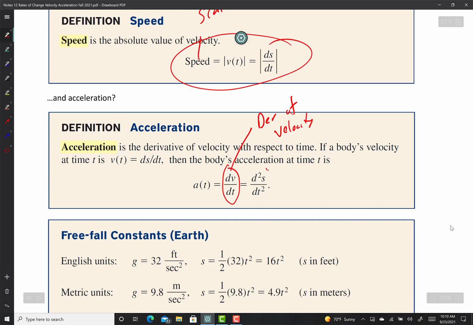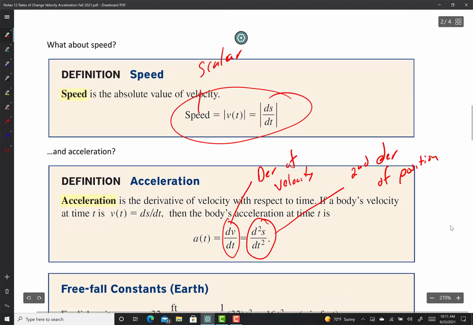And then this right here, d squared s dt squared, that means second derivative of what? Second derivative of position. Yeah, so think. Oh, that makes sense. All right, let's slow down. It is the second derivative of position. Yes. Okay. So let's slow down.